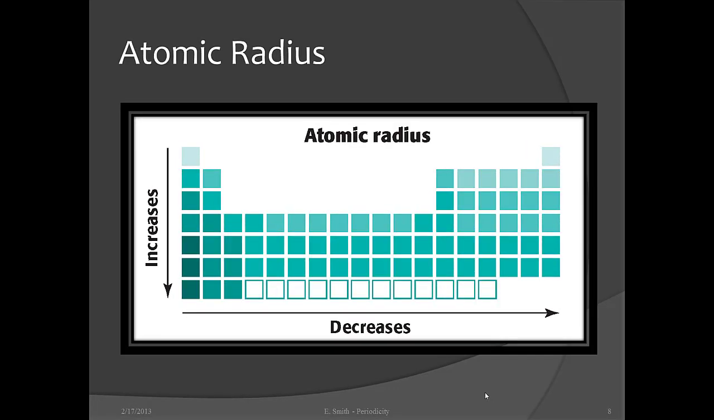And again, for those of you who don't like a graph, here's a general trend. This would be a great thing to write down and have in your notes. For atomic radius, as we go down a group, the atomic radius increases. And as we move from left to right across the period, the atomic radius decreases.